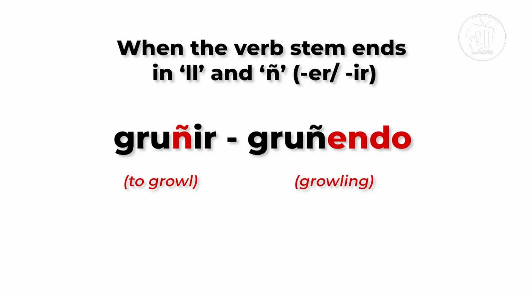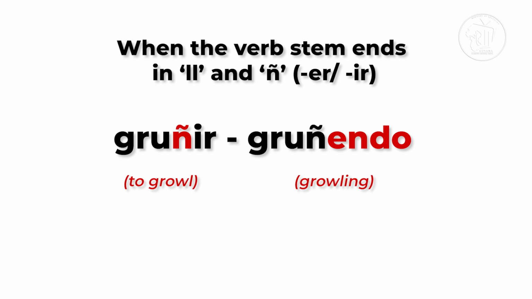Now, let's look at the last rule. These are for when the verb stem ends in ll and ñ. Do you remember ñ? That's the N with a little curly thing at the top. Ñ. Good. Let's look at gruñir. Gruñir means to growl. Let's repeat that. Gruñir. So gruñir is an IR verb. Let's remove the IR.